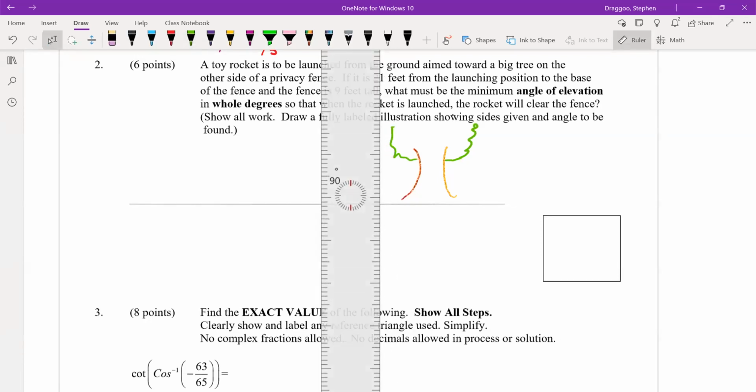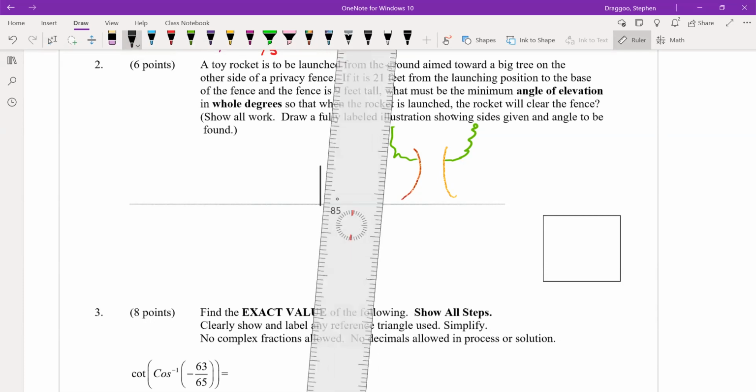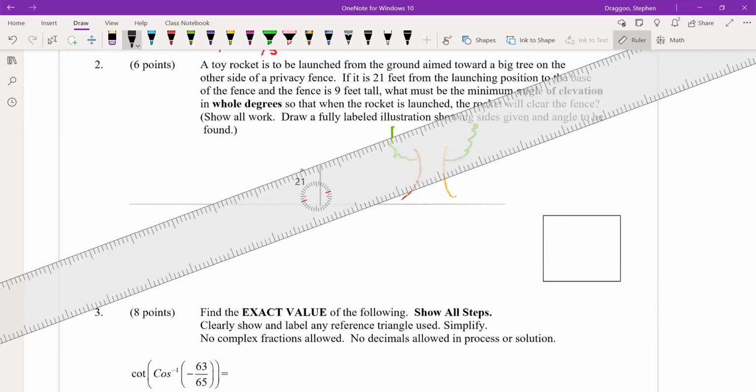90 degrees. There we go. Fence, be some vertical line. And we are going to launch our toy rocket at this tree.